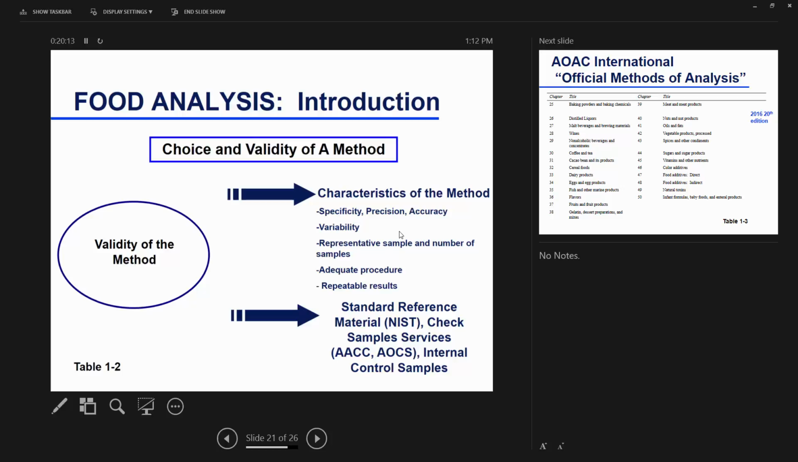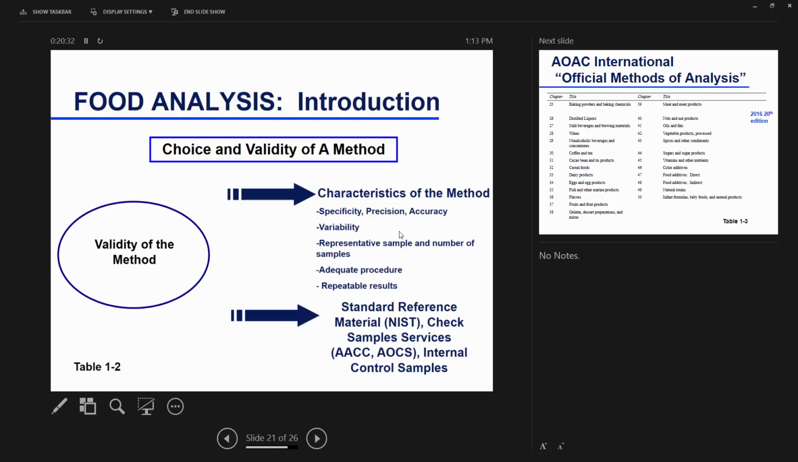validity of the method. Also, there are sample services from AACCI, now there is an I for international, because it starts with American Association of Cereal Chemists. Did they change that too? No, that was still the same. But it has an I attached to it. Now, it's not only American, they put international at the end of it.